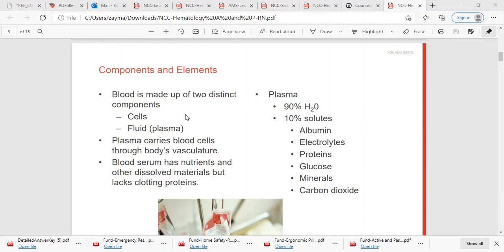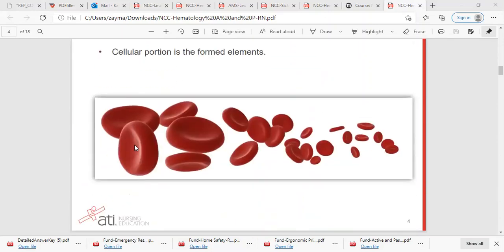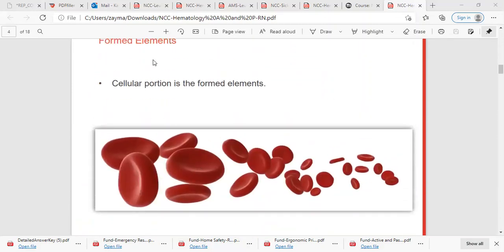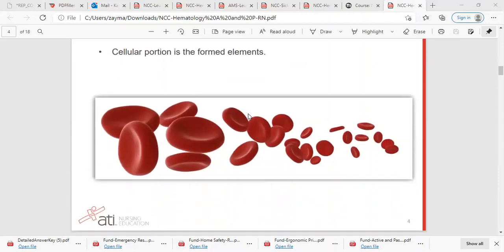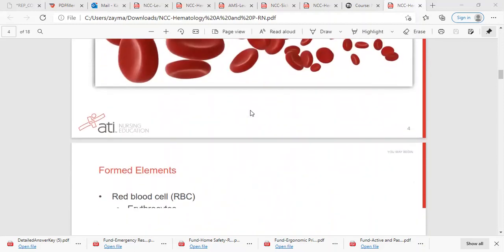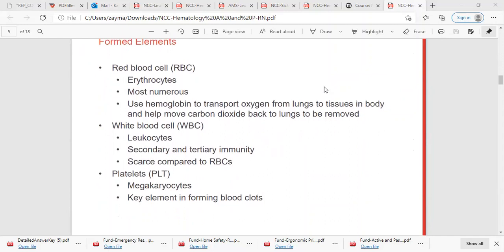Electrolytes: remember when you're getting your blood drawn and they're looking at your extracellular fluid, that's what they're looking at, the electrolytes in your plasma. They're not looking inside the red blood cells or the white blood cells. The formed elements: you have the liquid part, which is plasma. The formed elements are your cells.